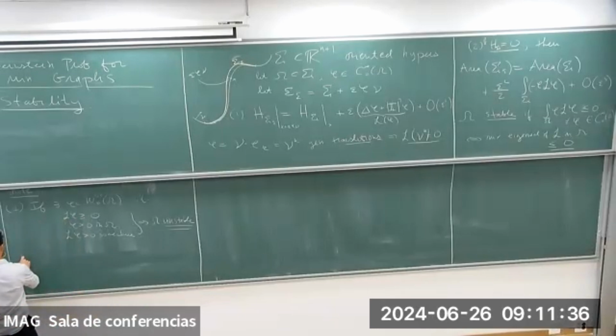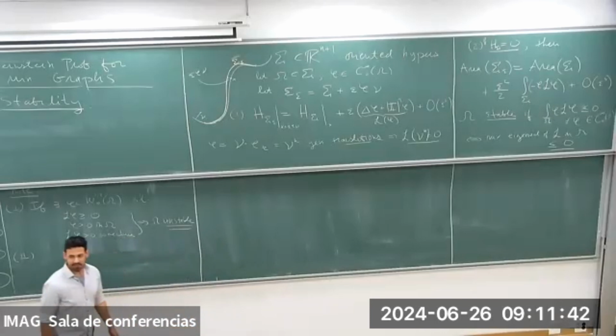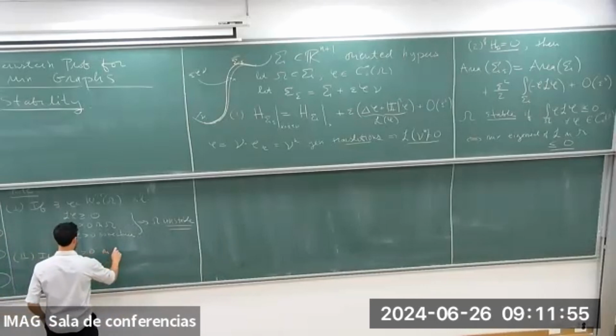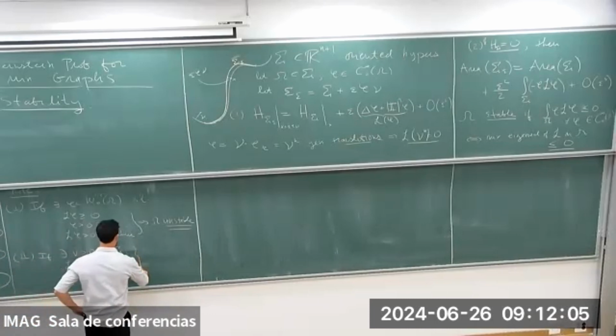The second thing, which Professor Urbano also mentioned, is that if you manage to find a positive supersolution of the Jacobi operator, then you have stability. It's a criterion for stability. So if there exists, say, V bigger than 0 on sigma such that the Jacobi operator applied to V is less than or equal to 0, then we have omega is stable.